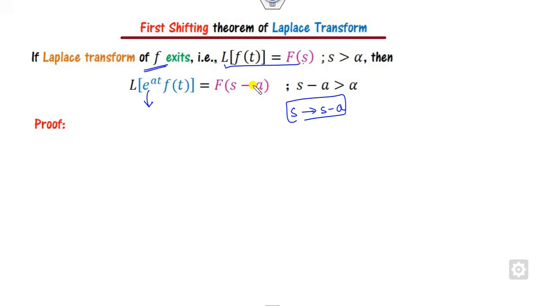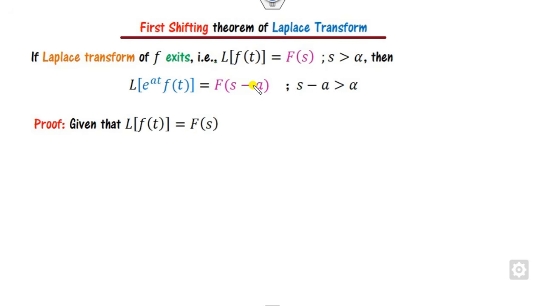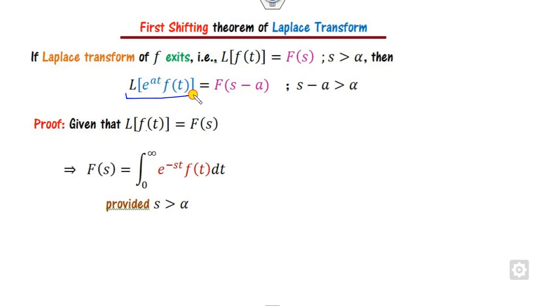We will see here. Firstly, we will see how you can prove that. Since it is given that this is the Laplace transformation, by the definition of the Laplace transform it can be written as the integral from 0 to infinity of this provided here. Now we want to find the Laplace of this. We can start from here.